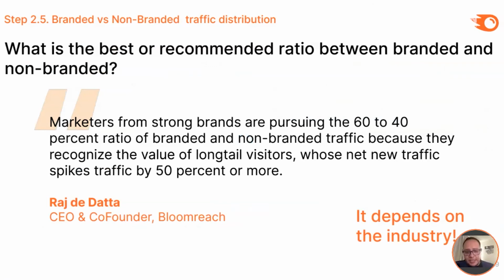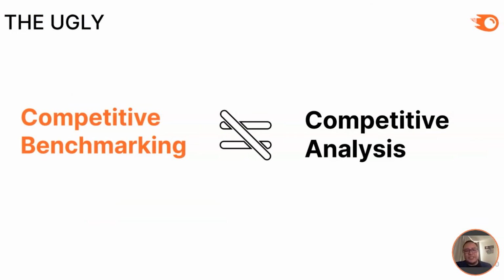Then we will see that the best strategy is to understand the percentage between branded and non-branded traffic. Some good marketers out there, for example Raj Datta, the co-founder of Bloomerang, say that marketers from a strong brand are pursuing a 60 to 40% ratio between branded and non-branded traffic, because that's the way you need to work with these two sources of traffic. But it depends on the industry.